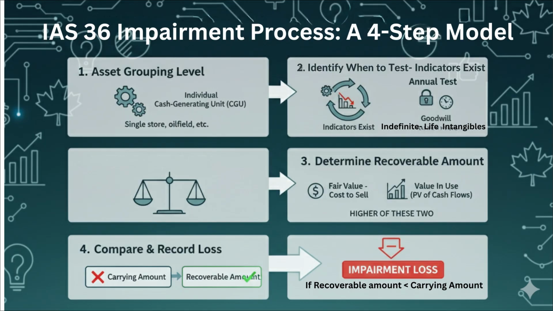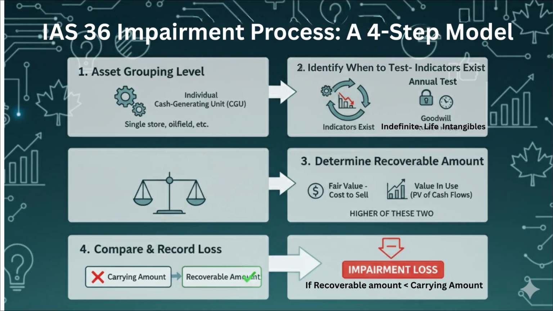Step 2. Identify when to test. Most assets are tested when there are indicators of impairment. For example, internal signs like damage, obsolescence, or discontinued use, or external signs like a decline in market value, legal changes, or rising interest rates. Some assets, like goodwill and indefinite life intangibles, must be tested every single year, even if no indicators exist.